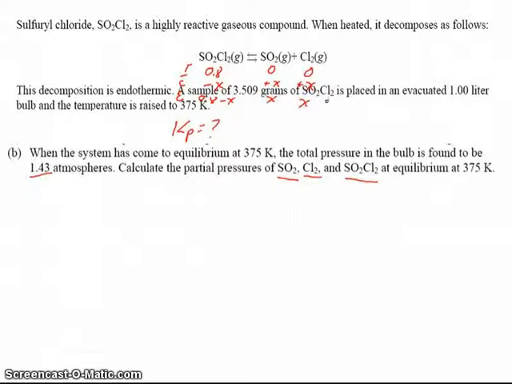Notice I cannot make any assumptions or eliminate any values of x for the sulfuryl chloride because I have no idea what Kp is. I don't know whether it's big or small, so I can't apply the approximations. But what I can do is take a look at what's going on at equilibrium. At equilibrium, I know the total pressure is equal to 1.43 atmospheres. It also has to be equal to the pressure of the sulfuryl chloride plus the pressure of the sulfur dioxide plus the pressure of the Cl2 gas.